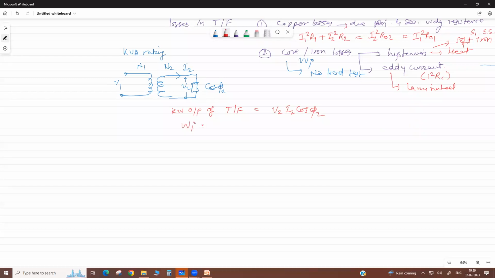If you also know the iron losses, and we know the copper loss at full load, suppose full load or rated load, then the total loss is iron loss plus copper loss. Correct? At full load. So therefore, efficiency is output over input.